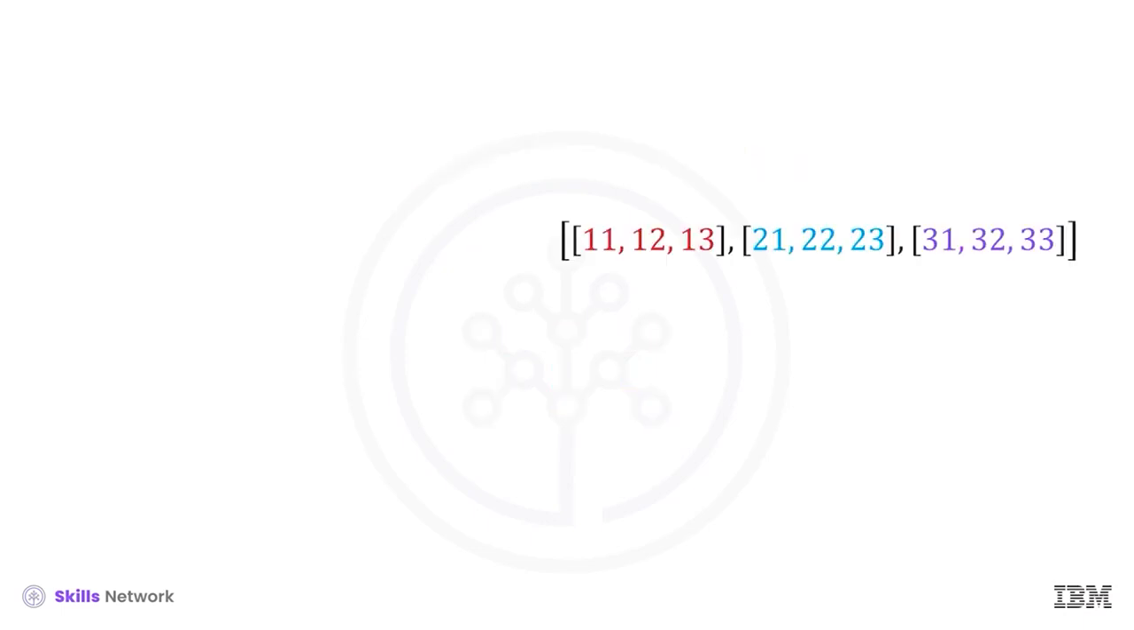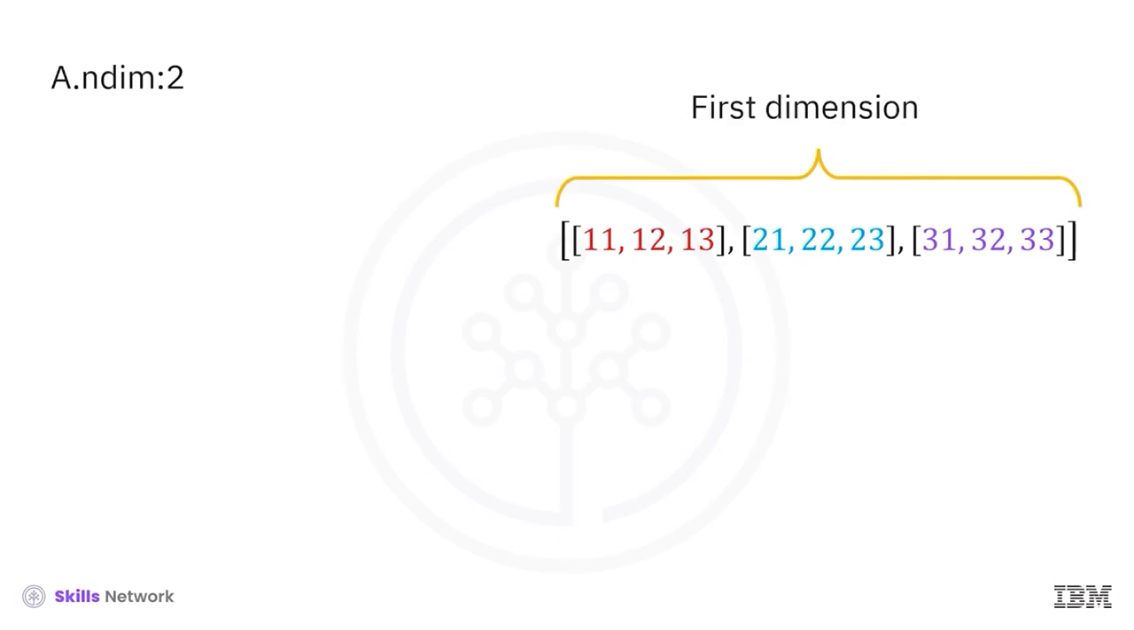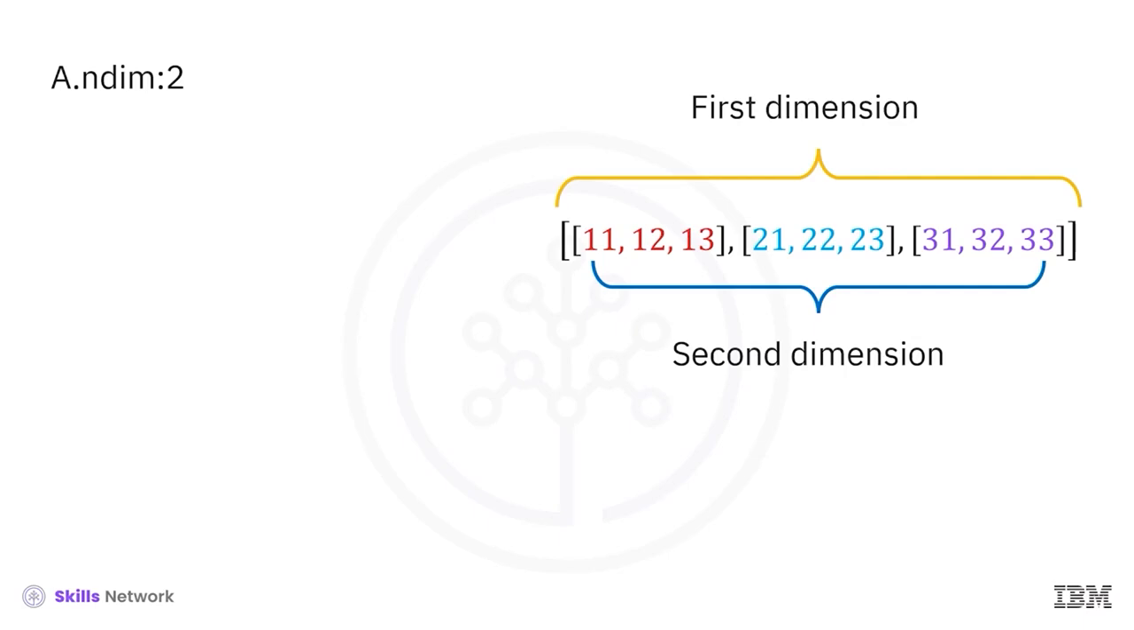We can use the attribute ndim to obtain the number of axes or dimensions referred to as the rank. The term rank does not refer to the number of linearly independent columns like a matrix. It's useful to think of ndim as the number of nested lists. The first list represents the first dimension. This list contains another set of lists. This represents the second dimension or axes.